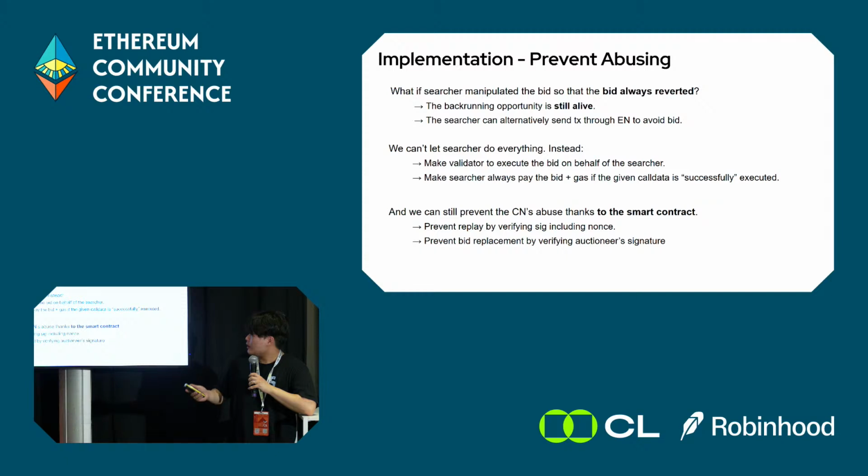Anyway, we cannot let the searcher do everything, but instead we can make the validator execute the bid on behalf of the searcher. It means that we can take control of the transaction of the bid from the searcher, and we make the searcher always pay the bid and the gas refund if the given call data, which contains the backrunning logic from the searcher, is successfully executed.